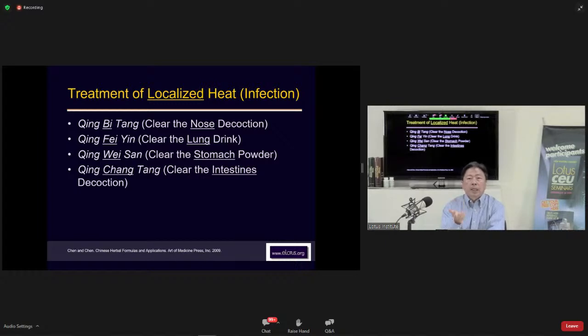In this case, stomach heat could represent stomach infection. So this could be the H. pylori infection, or it could be the increase in production of stomach acid. So acid reflux, esophageal reflux disease, or GERD, that type of things. So 清胃散 clear the stomach powder refers to a great formula that clears stomach heat. All right, so if you think about this, you can think about this as herbal formulas that have localized antibiotic effect. Okay, so they treat heat, they treat infection, affecting a specific part of the body.